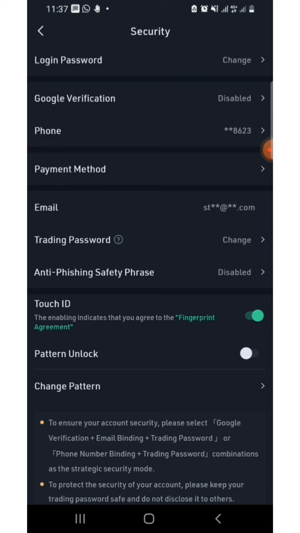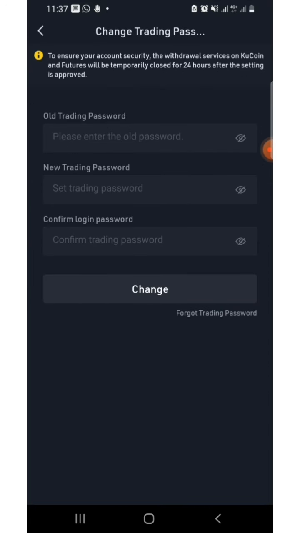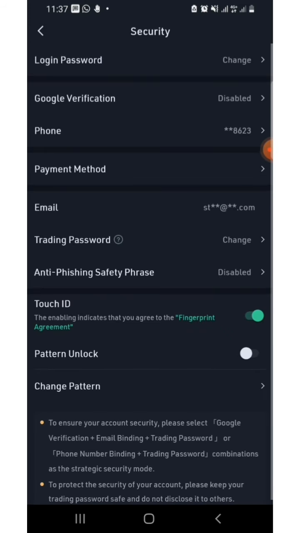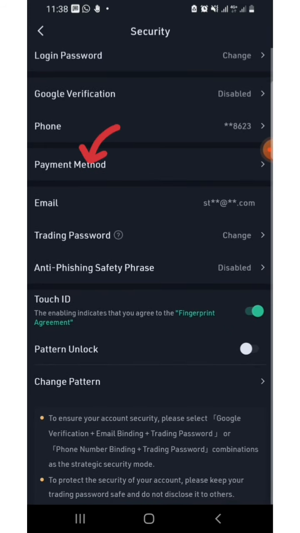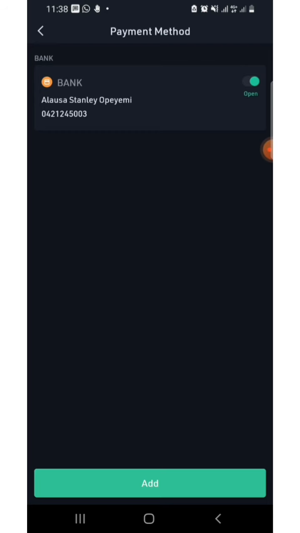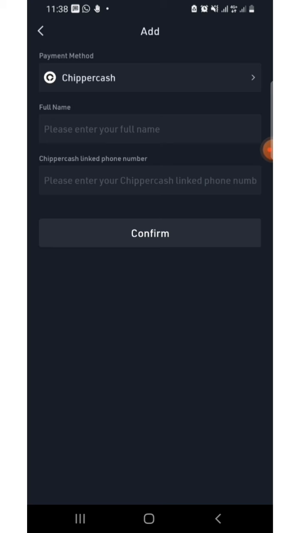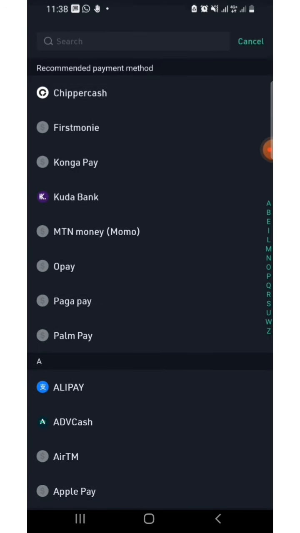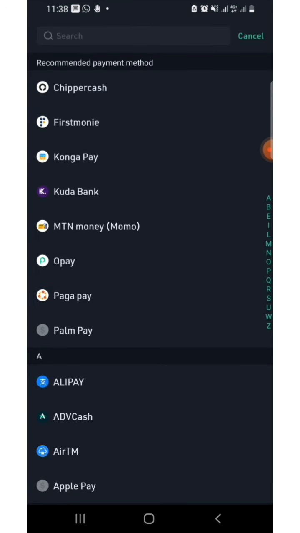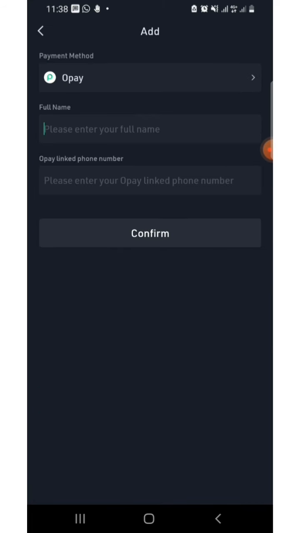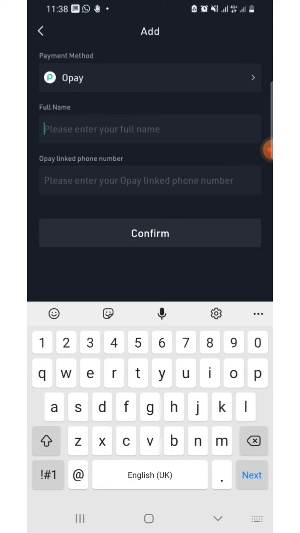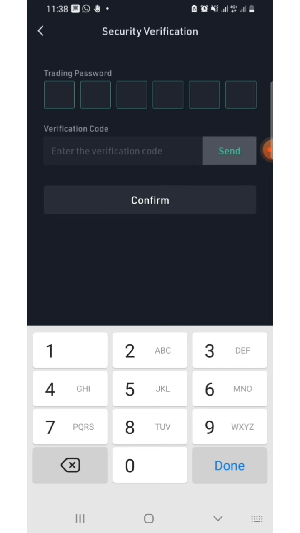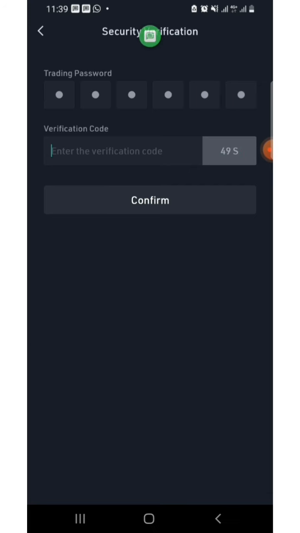and you set a trading password which will protect you during trading so that you don't mistakenly input what is not what you want. Then you set your payment method. Under your payment method, you add your bank. I've added mine already. I want to add an extra bank. I'm using my OPay.